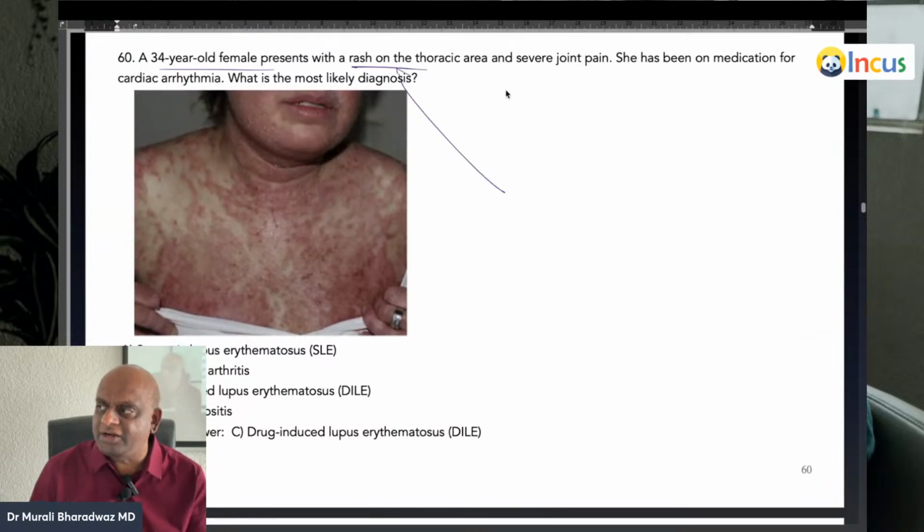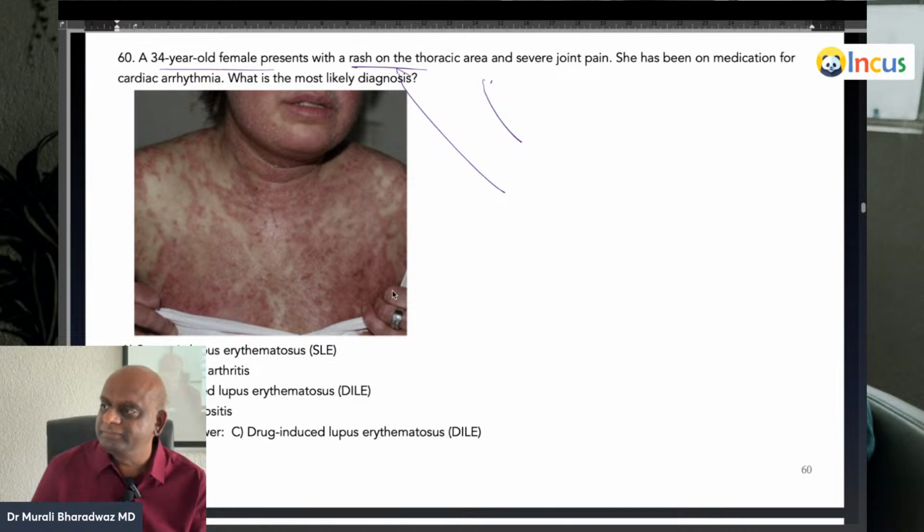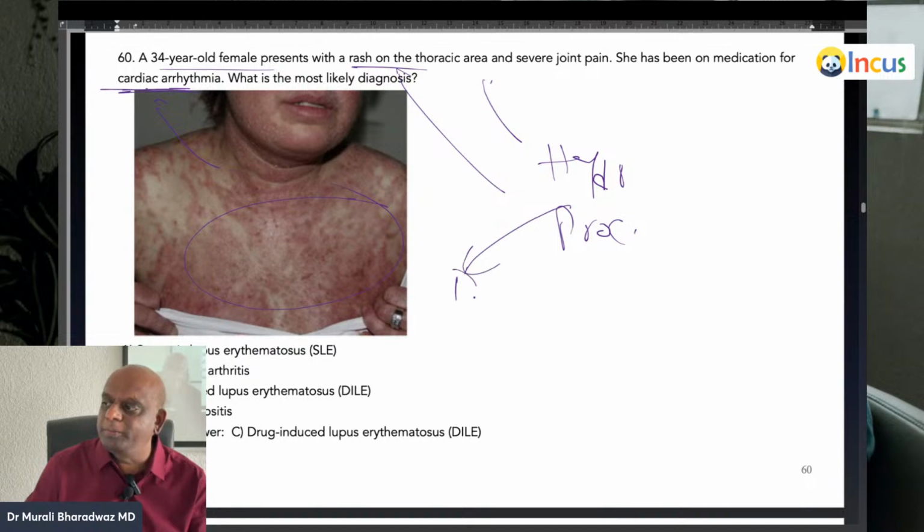Okay. So now, a 34-year-old presents with rash in the thoracic area and severe joint pain. She had received a medication for cardiac arrhythmias. So hydralazine, procainamide: drug-induced lupus. It is a drug-induced lupus.